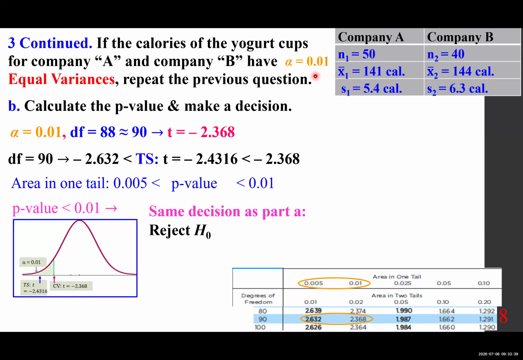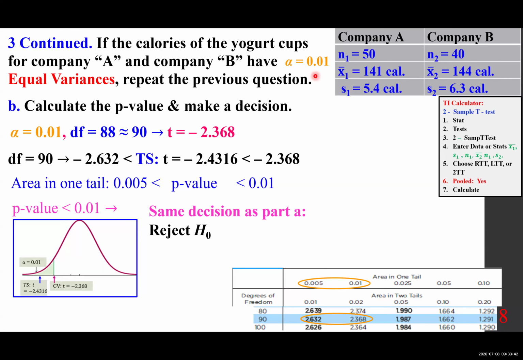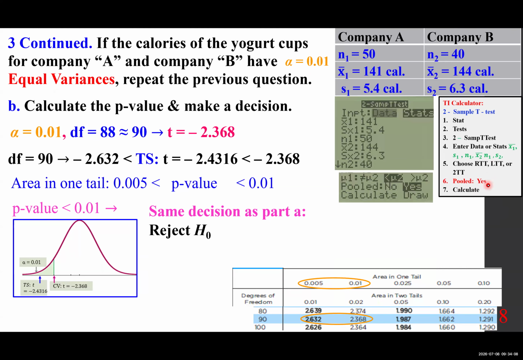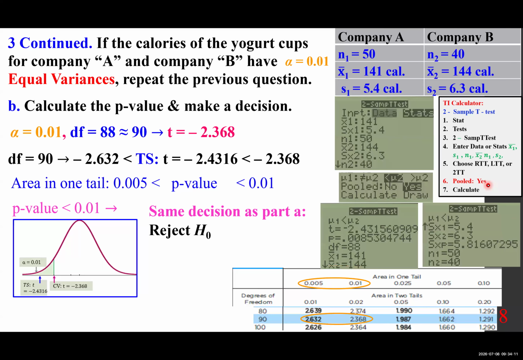Now, what if we do the same thing, but with technology? So we're going to go with the two sample t-test. Now, what I want to mention here is there is a step that is asking for pooled or not. And the answer is yes here, because we are assuming equal variances. If not, you say no. Notice when it calculates, the p-value is this, degrees of freedom is 88, and so it's close to ours because we chose 90. We had no choice.